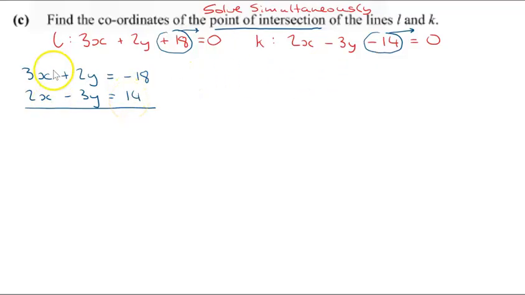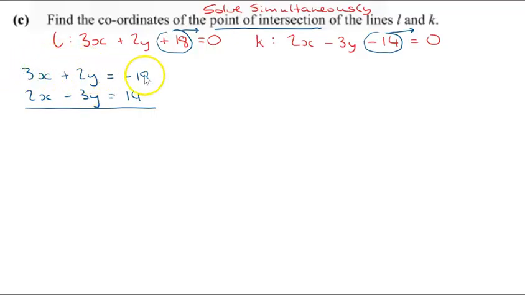So now we want to either eliminate the x's or eliminate the y's. We can see here that for the y's, one's a plus and one's a minus already, and that's what we want. So we need to try and get these numbers the same. So if we multiply the top line by 3 and the bottom line by 2, we will end up being able to cancel out the y's.